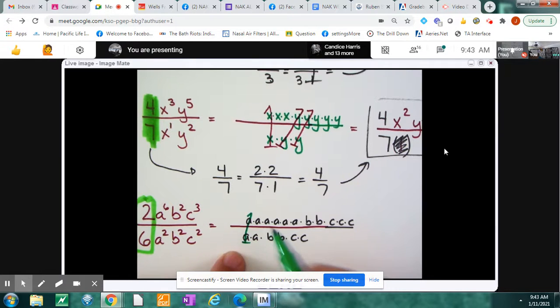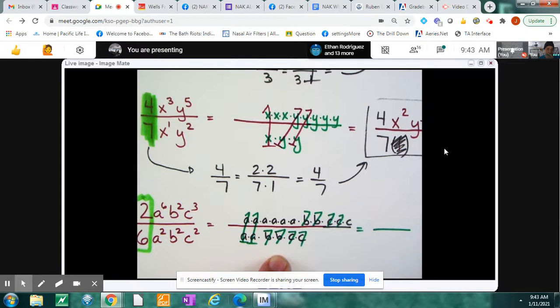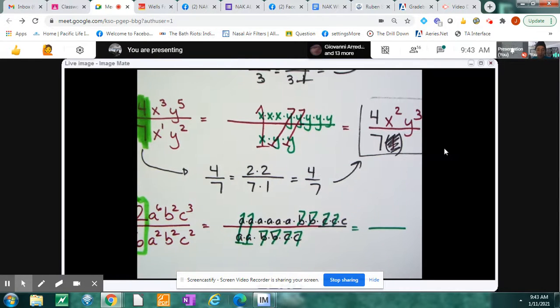A, A. Oh, but there's a B over here with this B, and then C on top, bottom, top, bottom. Okay, so now let's do the exponents. So Ethan, A to what power on the top, on the numerator? A to what power?